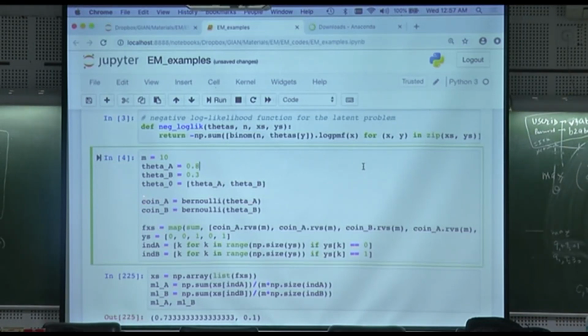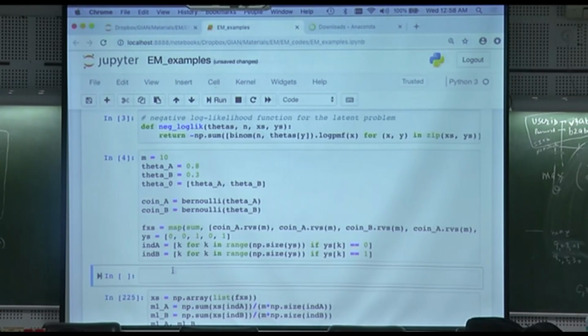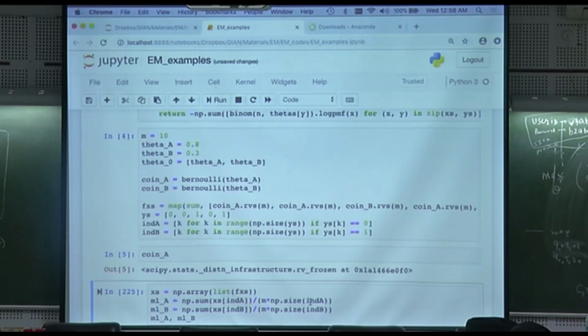So if I call a coin A, what I've done here is I've defined a function. In Python, if I look at what coin A is, for those of you who are going to play with this later on, I'll force you to play with it. It's not a variable, it is actually a function. It's a SciPy statistics distribution random variable frozen. What does frozen mean? I have taken some parameter theta A and froze it. So it's set equal to Bernoulli 0.8 and coin B is set as Bernoulli 0.3. Okay, what happens over here?